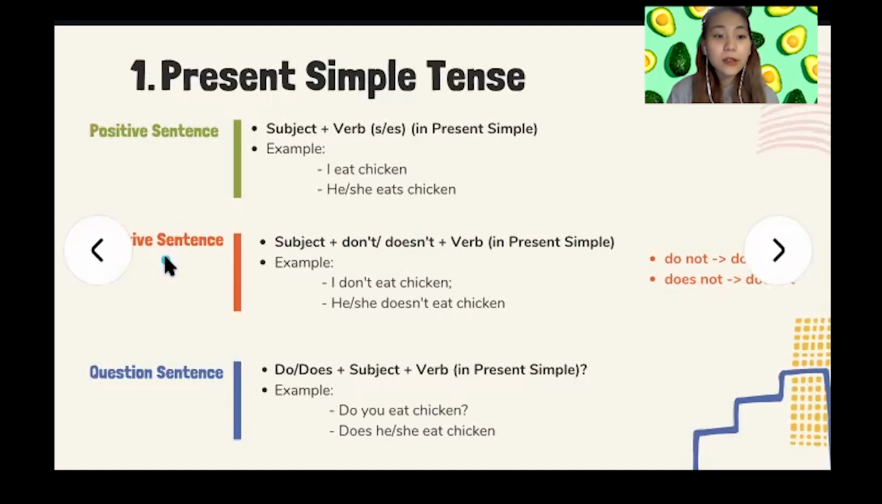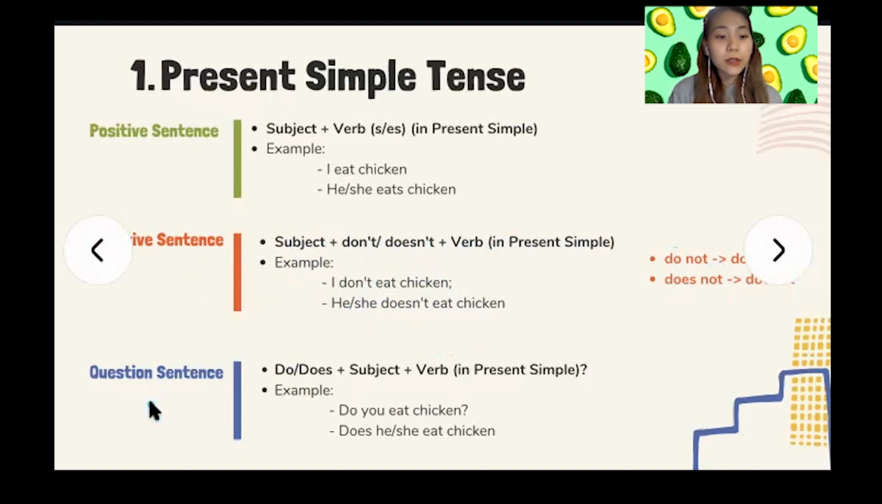Negative sentence, we have subject plus don't or doesn't plus verb in present simple. So do not is don't and does not is doesn't. For example, I don't eat chicken. Okay? He, she doesn't eat chicken. For he or she it is does or doesn't. Okay? For I, you, we, they, it is don't.